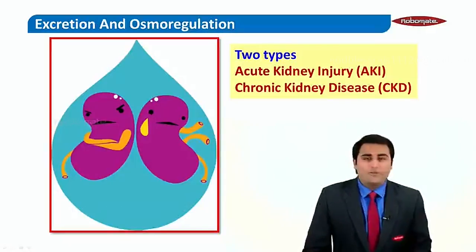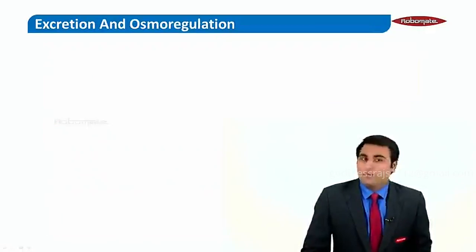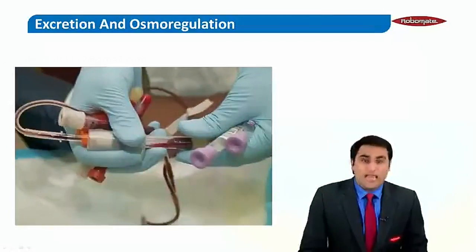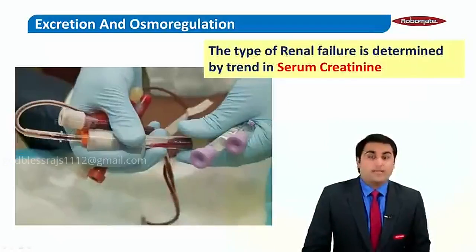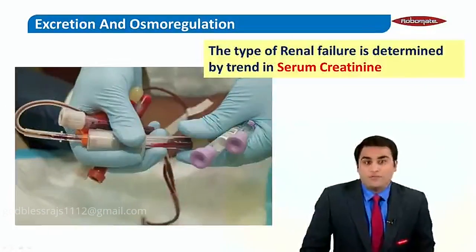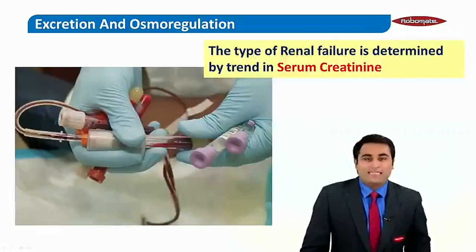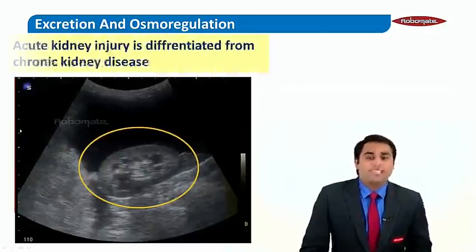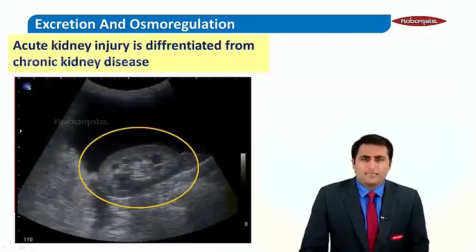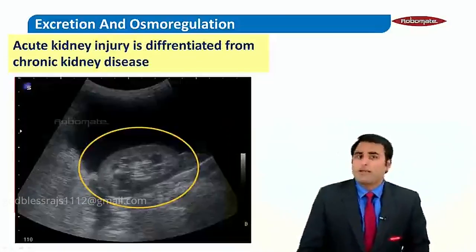Now my friends, how to differentiate between acute kidney failure and chronic renal failure? Basically we have to perform a very simple blood test, called serum creatinine. By taking the findings of serum creatinine from the patient's blood, we can differentiate between acute renal failure, that is acute kidney injury, and chronic kidney disease. Let's see what other tests or signs can also help to differentiate them.